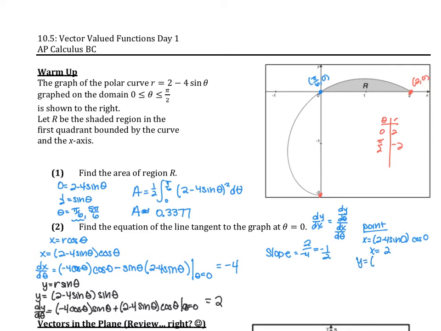And then let's do the same thing for the y. We have y equals 2 minus 4 sine of 0 times the sine of 0, so times 0. So we get y equals 0. So my point is the ordered pair (2, 0), and then my slope is negative 1/2. So then the equation is y minus 0 equals negative 1/2 times (x minus 2).